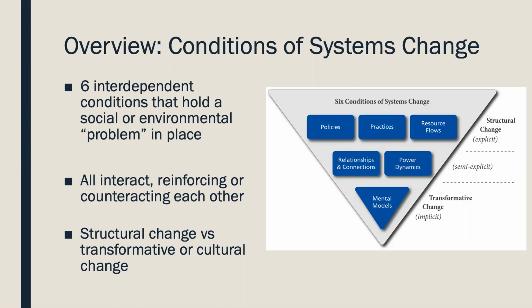In 2018, Kanaya, Kramer, and Senge wrote an article called "The Water of Systems Change." Pictured here is the model used to convey the 6 conditions that hold a social or environmental problem in place. Though they are separate, they interact by either enforcing or counteracting each other. The conditions on the top level represent forms of structural change, and the ones at the base or point represent what the authors call transformative or cultural change. The conditions could be considered a root cause or the things holding a problem in place. By understanding the problem or condition, we can then help solve it with an intervention better suited to the root cause.